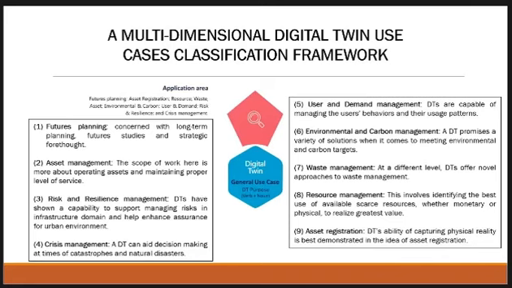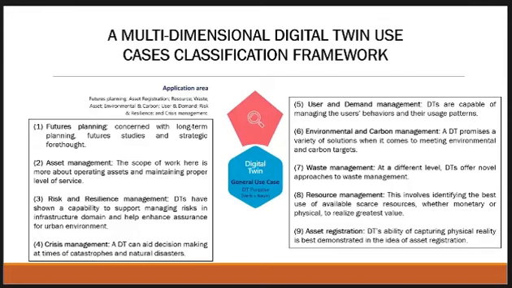We start then building the different dimensions of the framework. The first one is the application area. So any digital twin use case must take place within an area of application. And digital twins have proven so far to be able to cut through various areas of application. We have listed 9 there, including futures planning, asset management, risk and resilience, crisis management, user and demand management, environmental and carbon management, waste management, resource management, and asset registration.